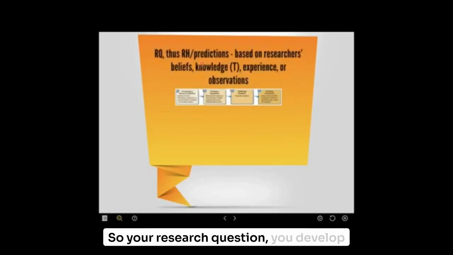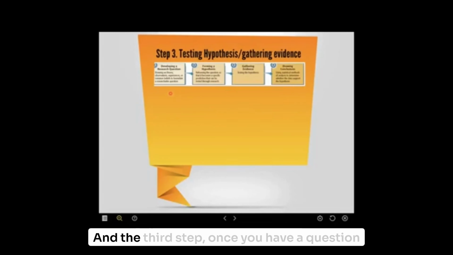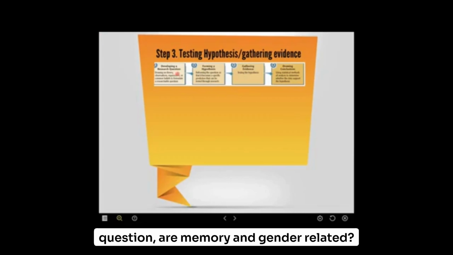So you have research questions, you develop a research hypothesis or prediction, and these come from your research question. They all either come from your existing beliefs, your knowledge of things, your experience, your observation, or already existing theories. The third step, once you have a question and you develop a research hypothesis, is that you need to test your hypothesis. For example, let's assume you asked a question, are memory and gender related? Then you hypothesize that they are actually related, such that the memory for females would be higher than memory for males.